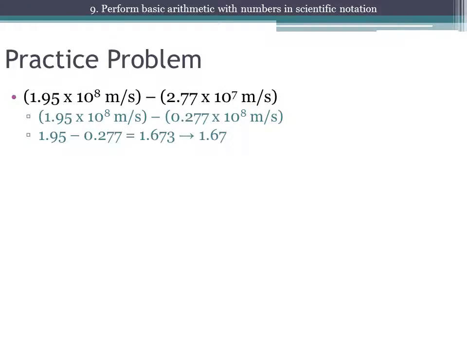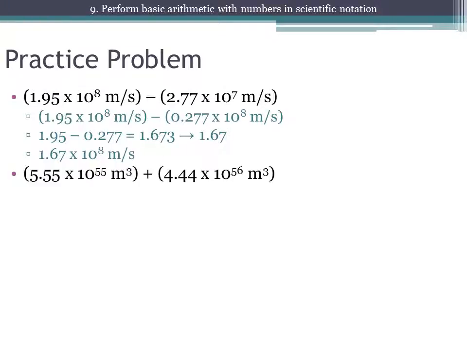I will now subtract the mantissas, 1.95 minus 0.277. I'll need to round my answer to two decimal places, so 1.67. And that gives us an answer of 1.67 times 10 to the 8th meters per second. Notice the scientific notation looks good here. The decimal's in the right spot, so there's nothing else to do.